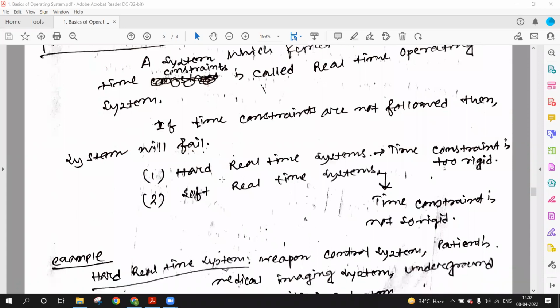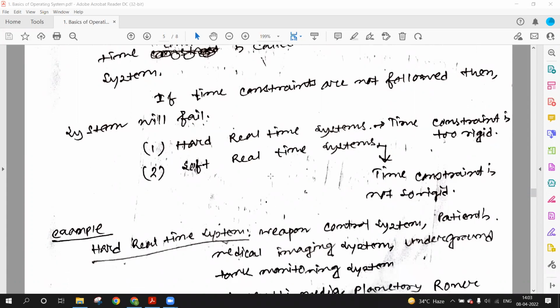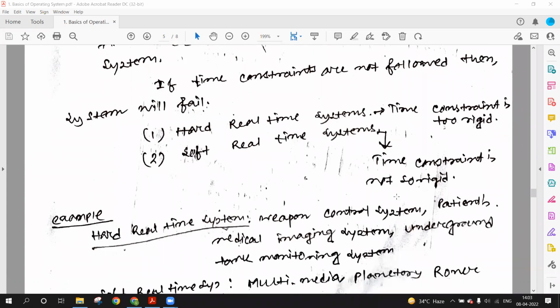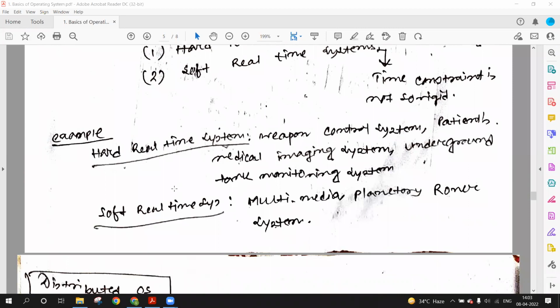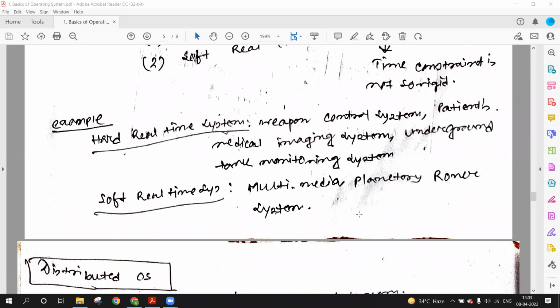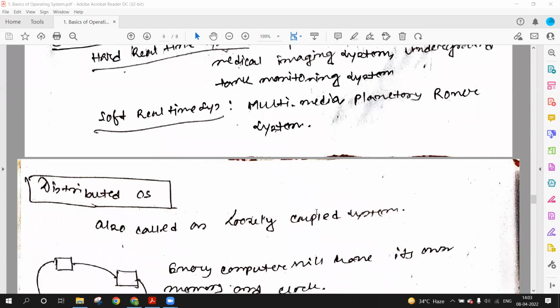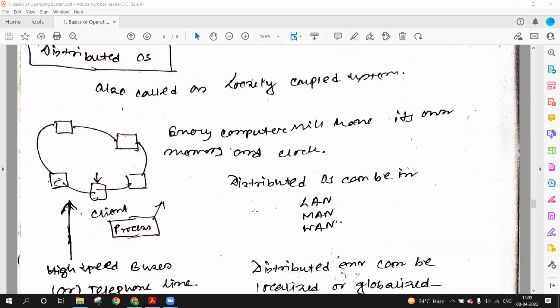So first one is hard real-time system, where the time constraint is very rigid, and soft real-time systems, where the time constraint is not so rigid. Some examples of hard real-time systems are weapon control systems, patient medical imaging systems, and underground tank monitoring systems. Soft real-time systems are multimedia and planetary rover systems.